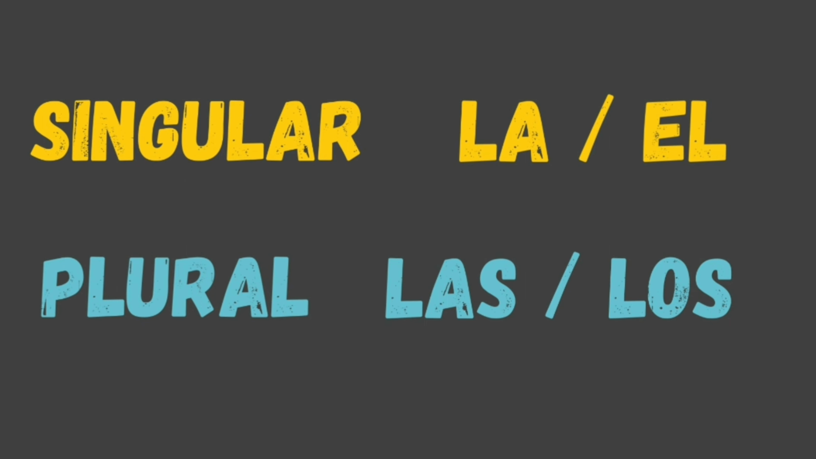So in the singular form, if you're talking about female gender, you're going to use la, okay? And in the plural form, las. If you have in the singular form a male gender, then you're going to use el, and in the plural form, los.